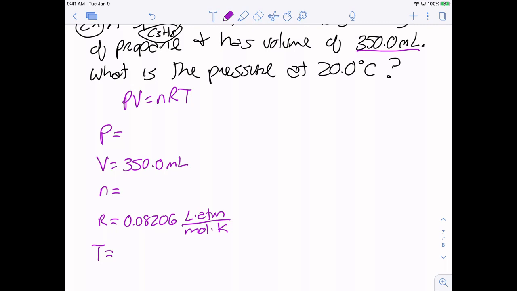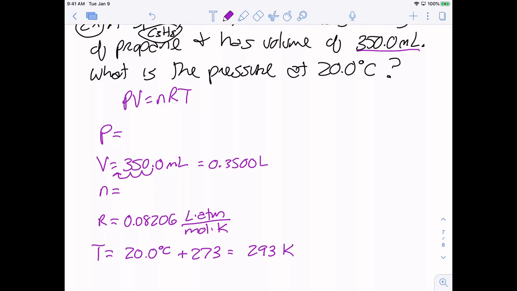So divided by 1,000. There's 1,000 milliliters in a liter, 10 to the third. Or I can just move my decimal place over those 3 places. So I'm going to do it that way, 0.3500 liters. My temperature does need to be in Kelvin. I have 20 degrees Celsius, and remember we add 273 to get Kelvin, so 293 Kelvin.